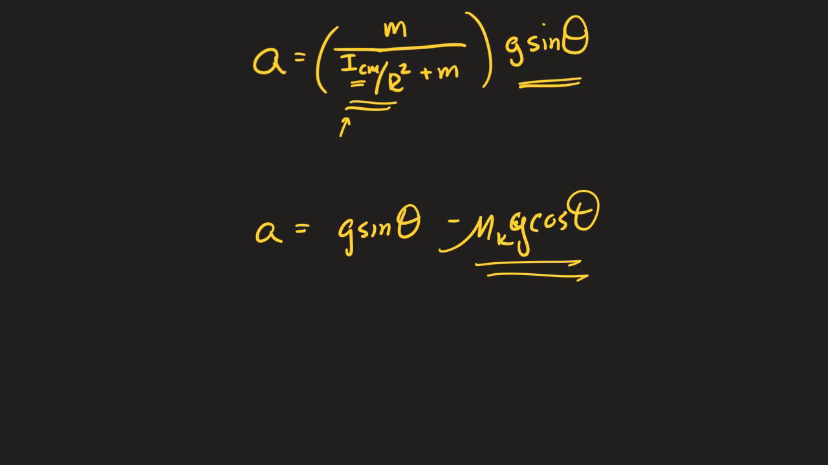Remember, every single object that rolls is some fraction of mr squared. A hoop is mr squared. A ring is a hoop. A disc is 1/2 mr squared. A hollow ball is 2/3 mr squared. A solid ball is 2/5 mr squared.